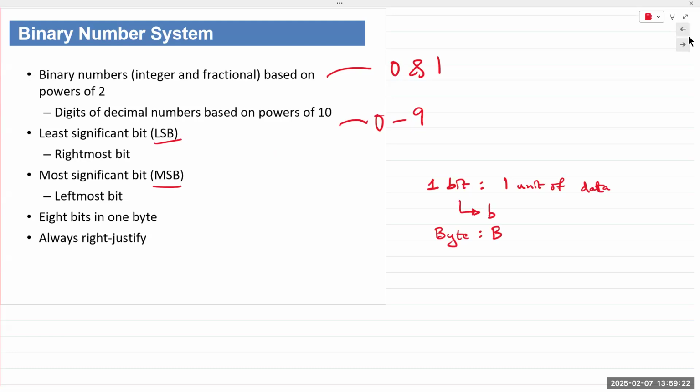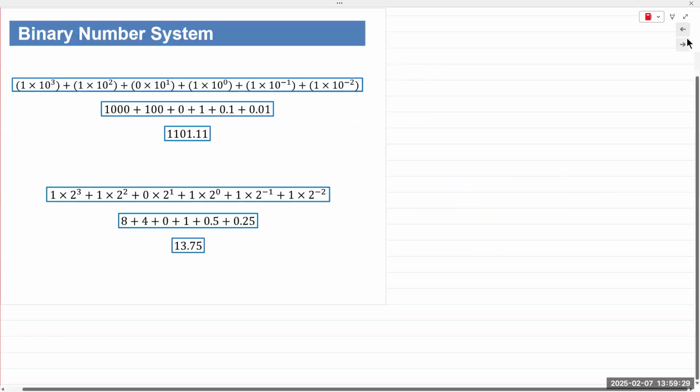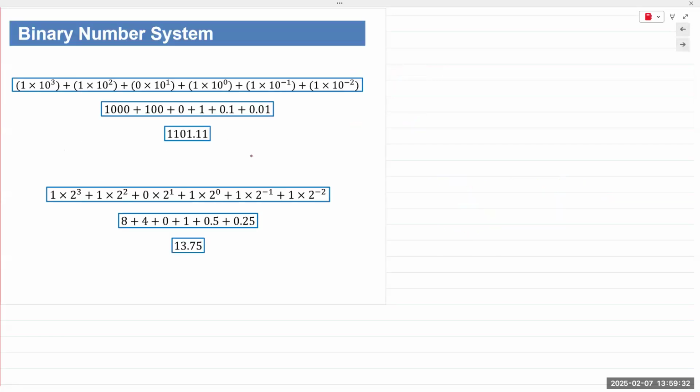We can go back and forth between the binary and the decimal number system by using our standard rules. So if we are going from binary to decimal, we use powers of 2. If you're going from decimal to binary, that's the example above. So let's take a look at this first.